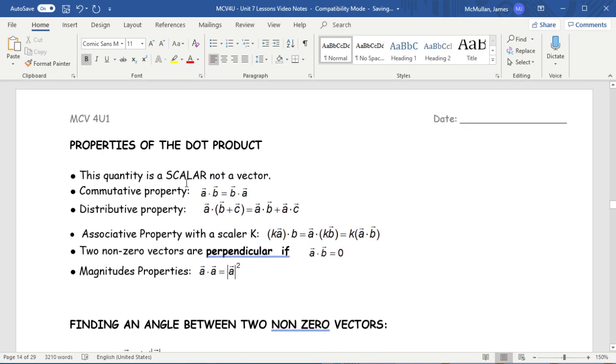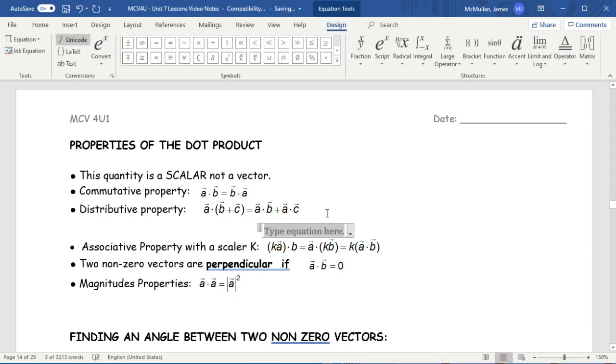Okay, what do we know about the dot product? It gives you a scalar, which is kind of interesting. It gives you a number. It doesn't give you a vector. You multiply two vectors together, but you get a number back. It is commutative in the sense that the order in which you dot doesn't matter. It is distributive. If you dot A with B plus C, it would be the same as A dot B plus A dot C.